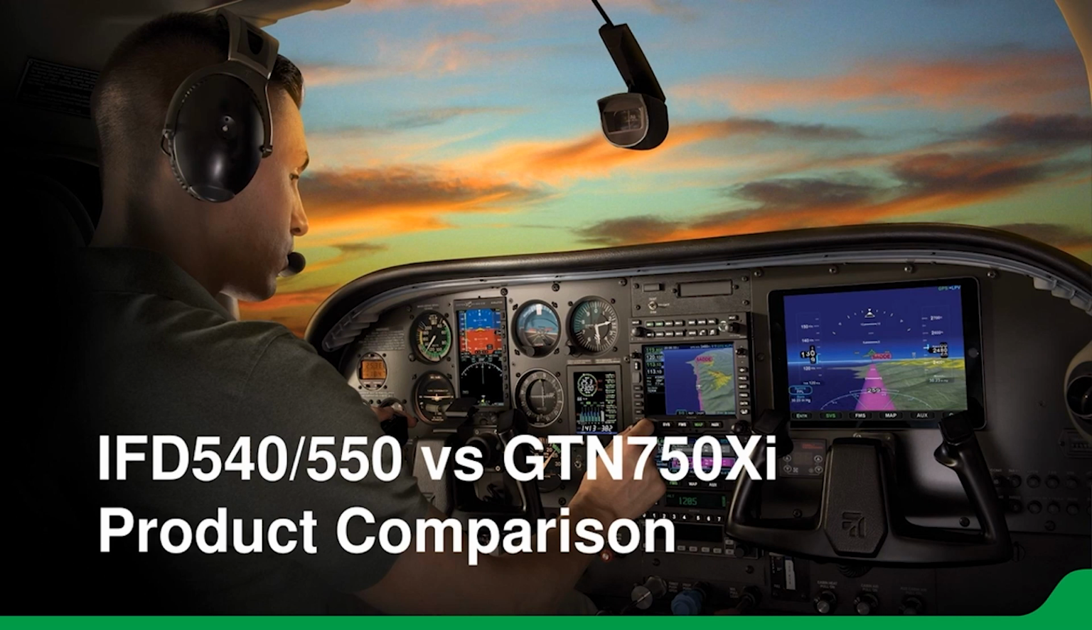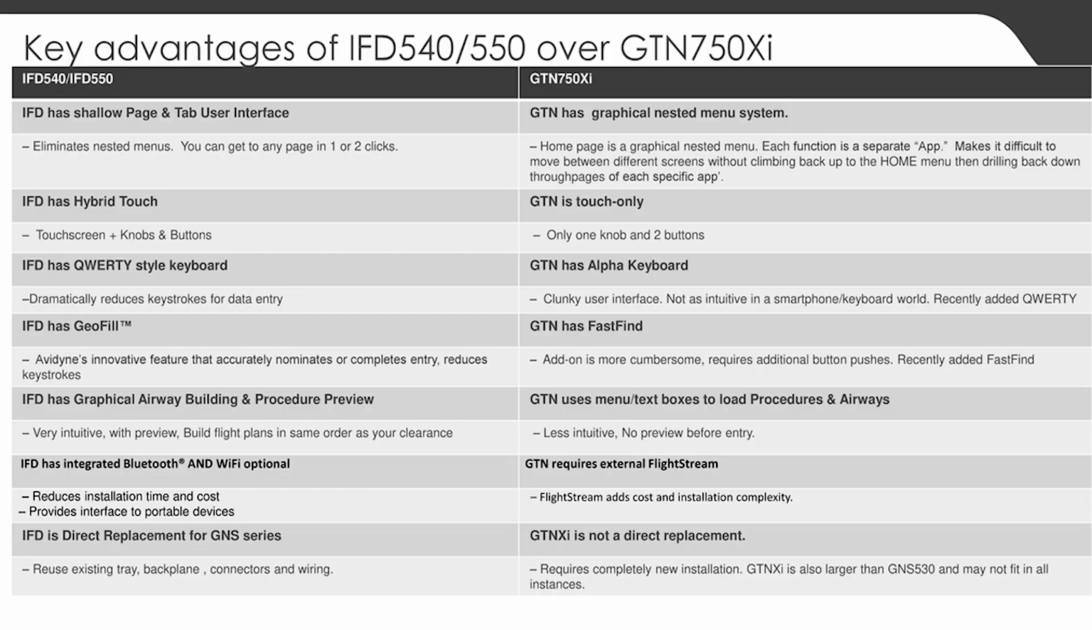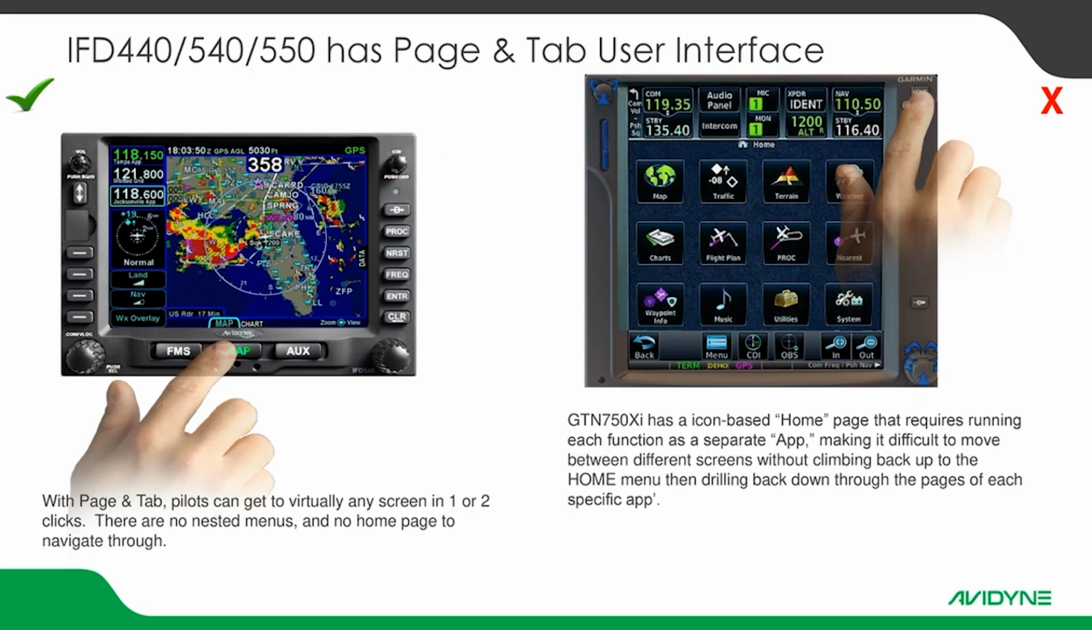We're going to run through a quick product comparison for those of you who are considering maybe trading up from a GNS 530. You've got a couple options. I think we can show you how that, this is kind of an eye chart. We'll take each one of these. I talked about the page and tab user interface. The important part of that is to remember we can get to any page in 1 or 2 clicks.